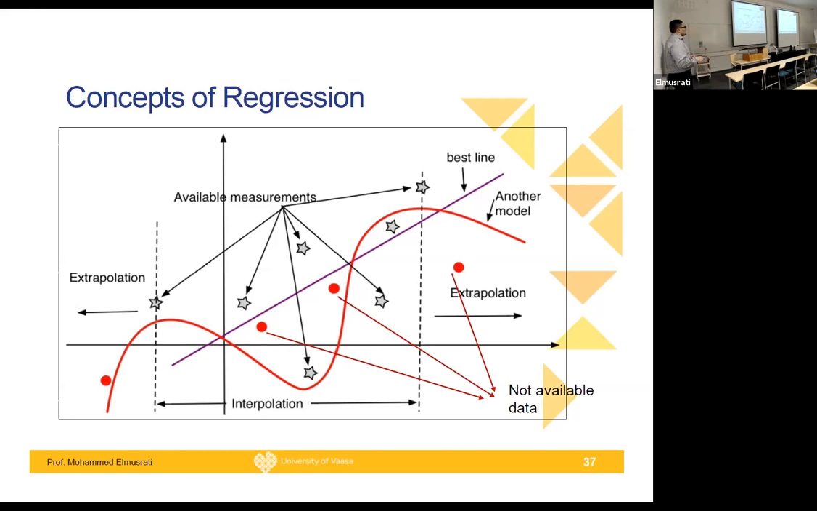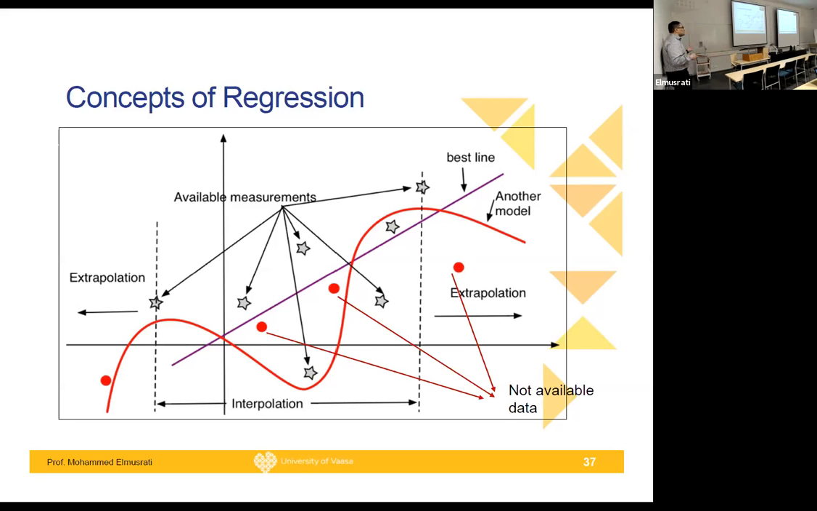Assume that it is the best line. Now, this line can be used, for example, for interpolation. If you want to know what the output will be at some point here, it is not available in the data, but you can predict it based on this line. If you are looking for data within your set of available measurements, we call it interpolation. If it is outside the available measurements, we call it extrapolation.